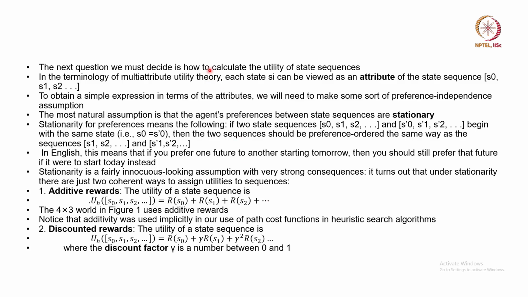So, how do you calculate the utility of state sequences? We want to find the utility. If you have two state sequences S0, S1, S2 and S'0, S'1, and so on, and if you begin with the same state, S0 equal to S'0, then the two sequences would be preference ordered the same way as the sequences.